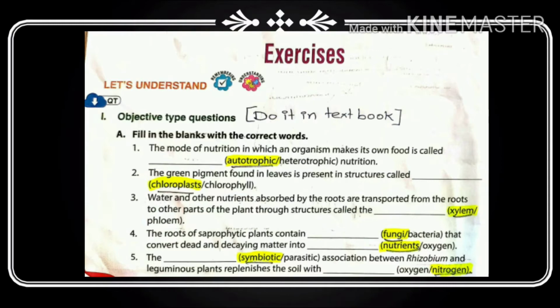Then fifth is the dash association between rhizobium and leguminous plant replenishes the soil with dash. So here parasitic plants itself, it harms this host cell. So answer will be symbiotic. And it replenishes the soil with oxygen or nitrogen. Here oxygen itself emitted by the plant. So the answer is nitrogen. Write it down all the answers properly in the textbook.